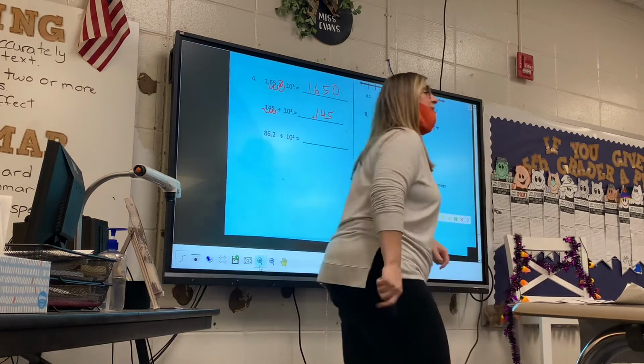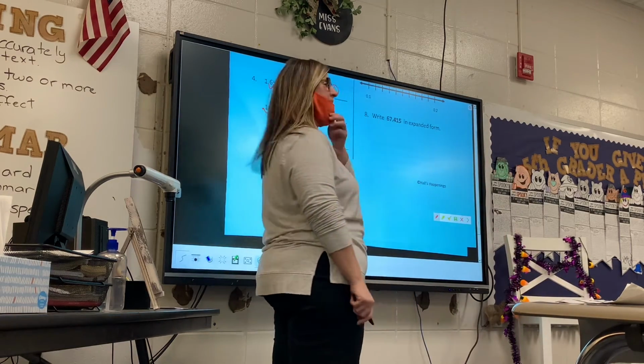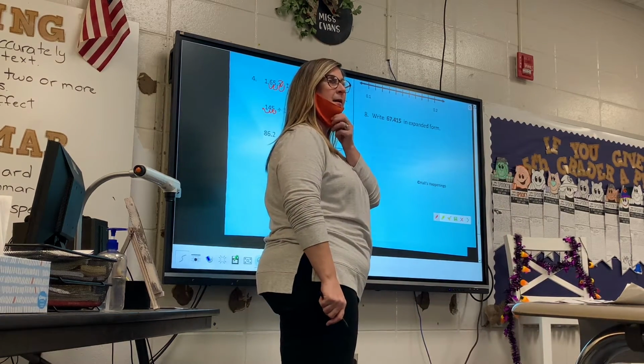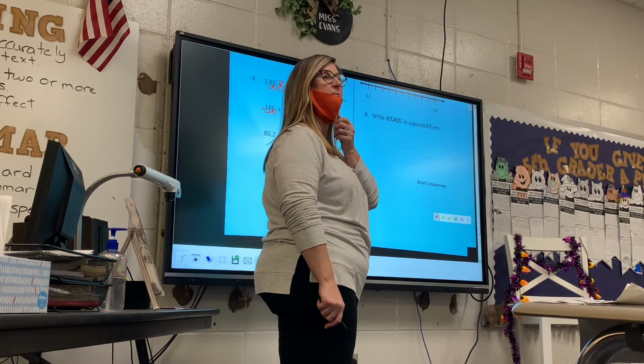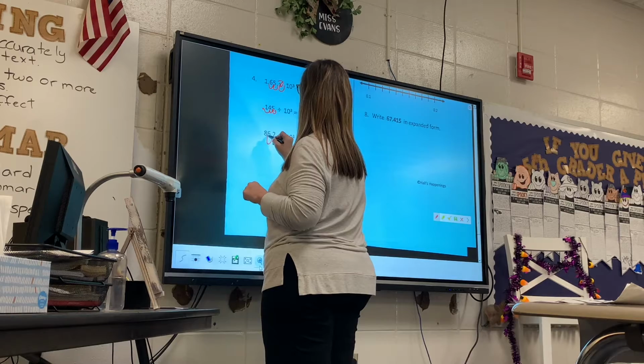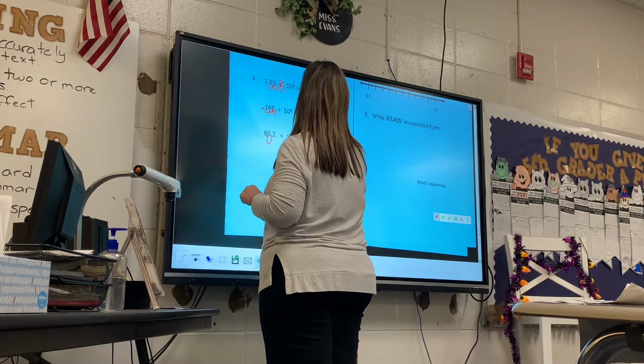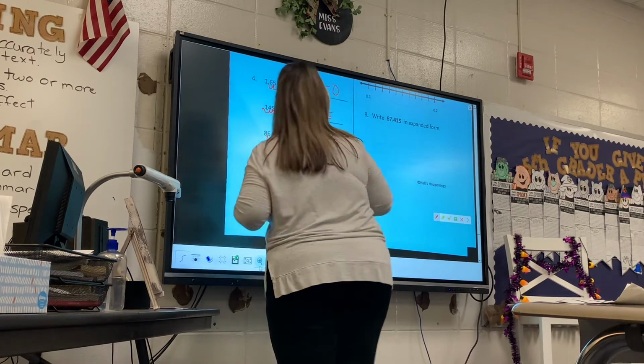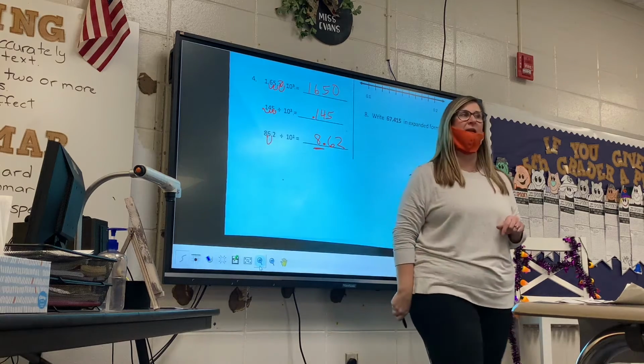All right. 86 and 2/10 divided by 10 to the first power. I've got to divide it, so it's not going to be 86 anymore in front of the decimal, is it? No. Because I'm going to make it smaller. What is it going to be, Gabby? 8 decimal 62. These are my whole numbers on that side of the decimal.